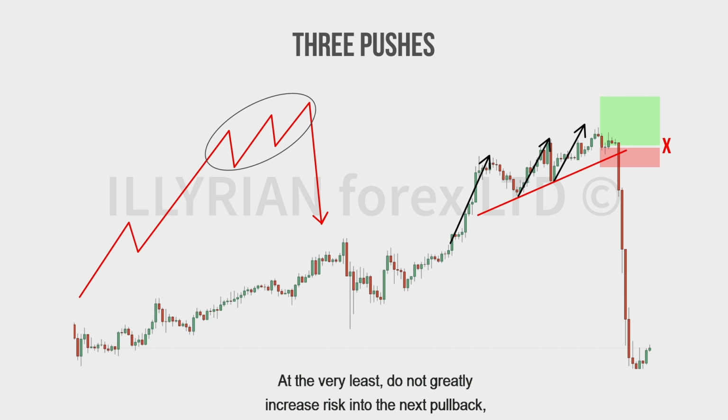At the very least, do not greatly increase risk into the next pullback, because that pullback now has a higher probability of failure. As with all patterns, you should be asking, why should this pattern exist? What makes it work? In this case, it is most likely an outgrowth of the fundamental impulse/retracement/impulse pattern that drives all trends.